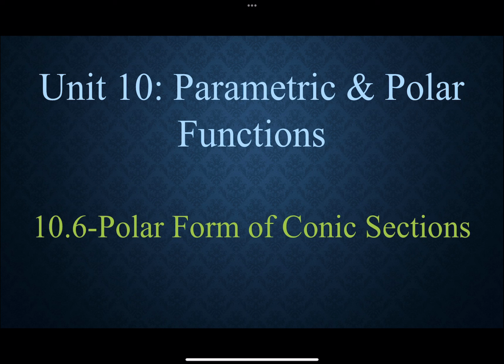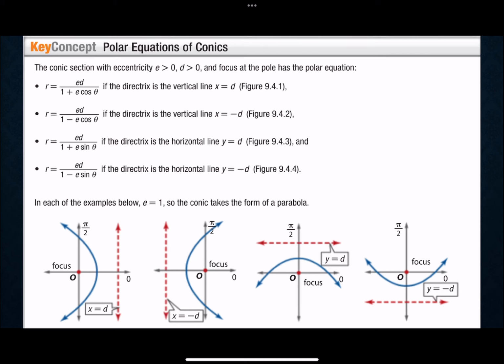All right, welcome back. So this is 10.6, talking about the polar form of conic sections, where you'll see we've got four main equations we're going to deal with for the polar equation of a conic. We have r equals ed over, and then the denominator is always going to be one of four options: 1 plus e cosine theta, 1 minus e cosine theta, 1 plus e sine theta, or finally 1 minus e sine theta.